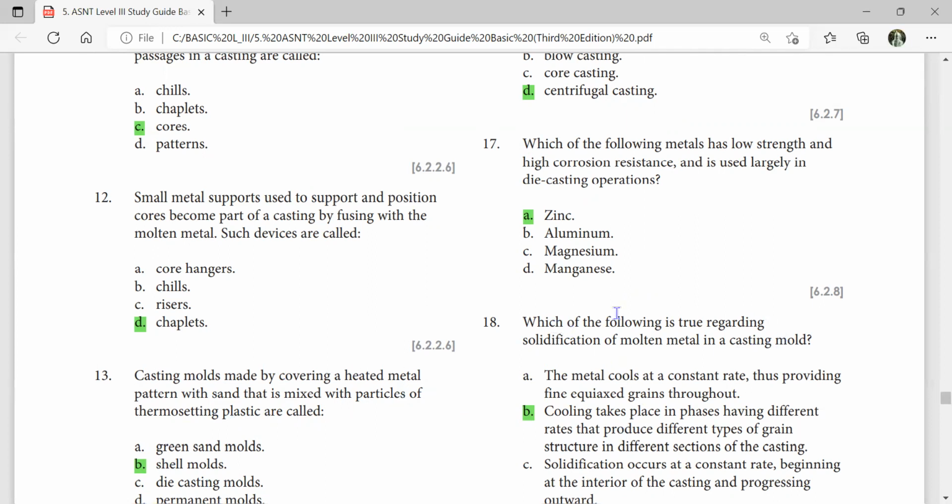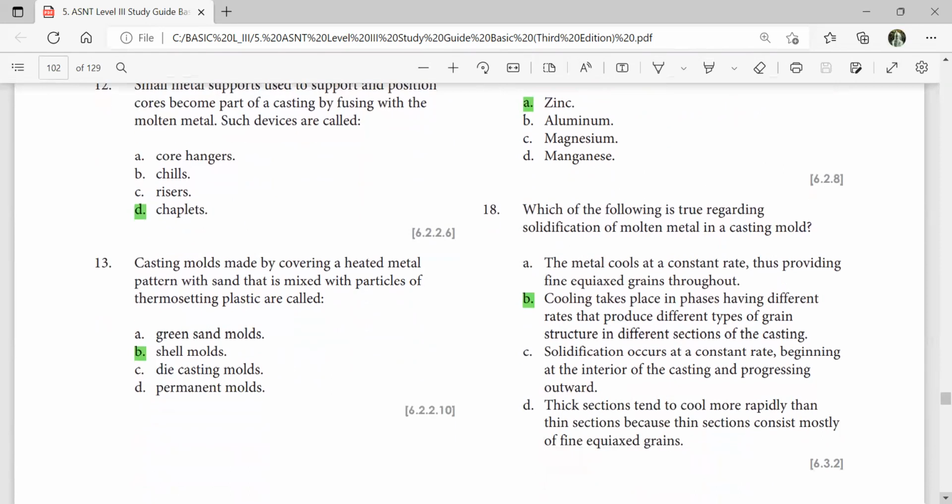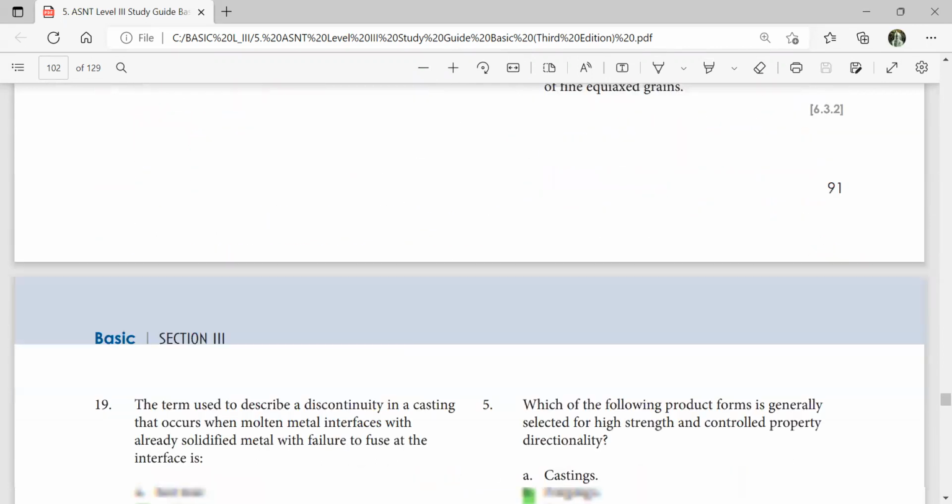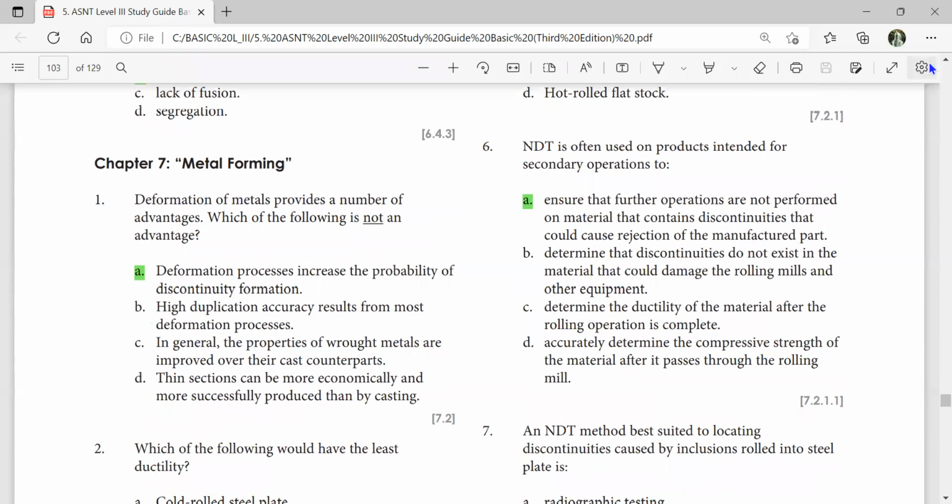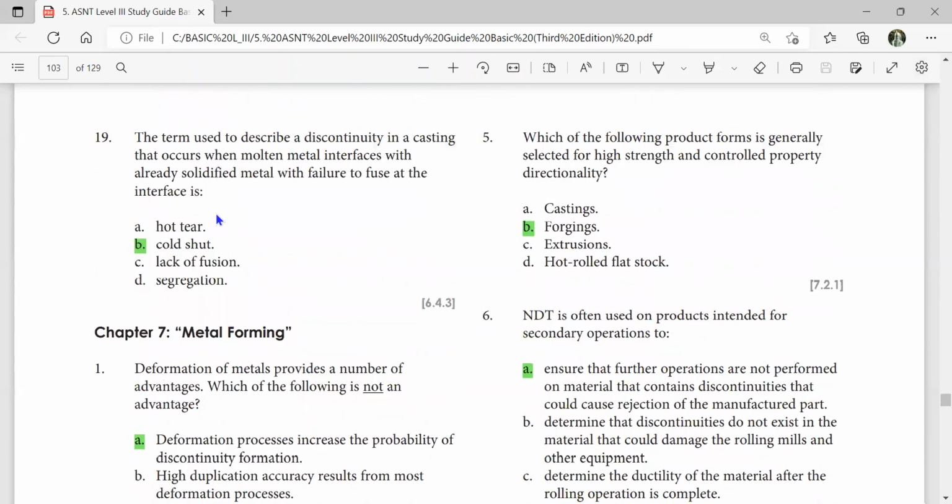Which of the following is true regarding solidification of molten metal in a casting mold? Cooling takes place in phases having different rates that produce different types of grain structure in different sections of the casting. The term used to describe a discontinuity in a casting that occurs when molten metal interfaces with already solidified metal with a failure to fuse at the interface is cold shut.